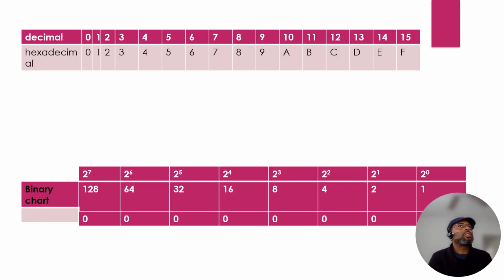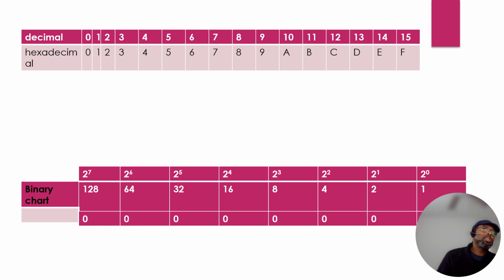So as you can see, that hex number A is equivalent to decimal number 10 on this top chart up there. And hex number B is equivalent to decimal number 11, all the way up to hex number F being the equivalent of decimal number 15.